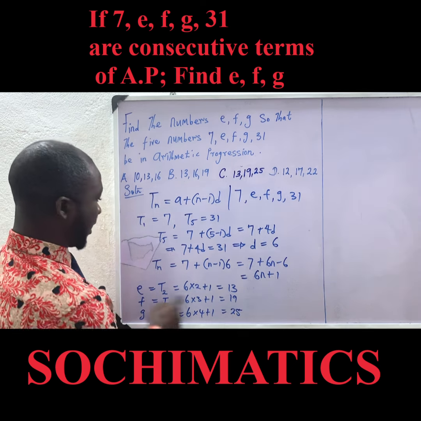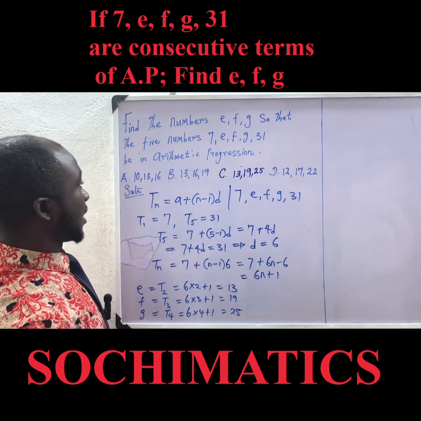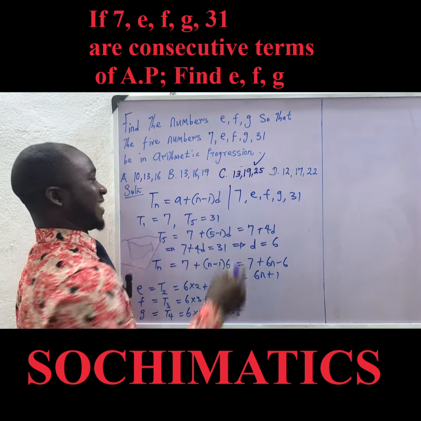That is to say that E is 13, F is 19, and then G is 25. And so the correct option here is C.